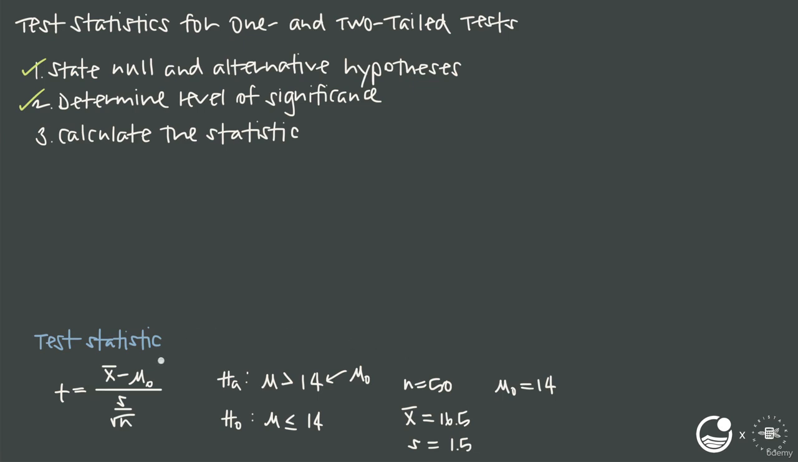So that's enough information to calculate the test statistic. We would say that t is equal to our sample mean 16.5 minus the hypothesized value 14, divided by the sample standard deviation, 1.5 hours, divided by the square root of the sample size. We said that n equals 50, so we divide by the square root of 50. If we use a calculator to find the value of this fraction, we get an approximate t-score of about 11.79.